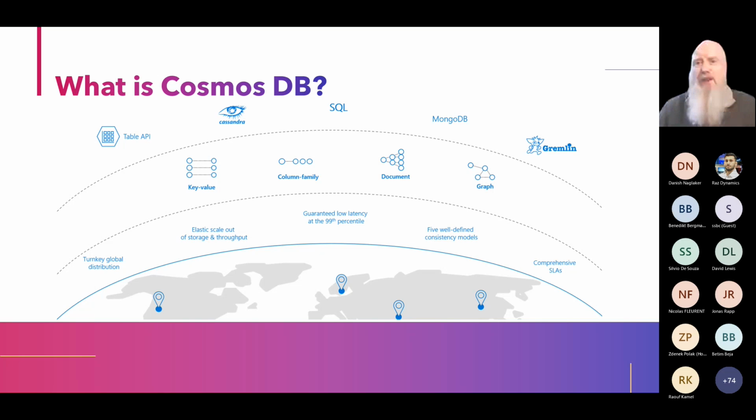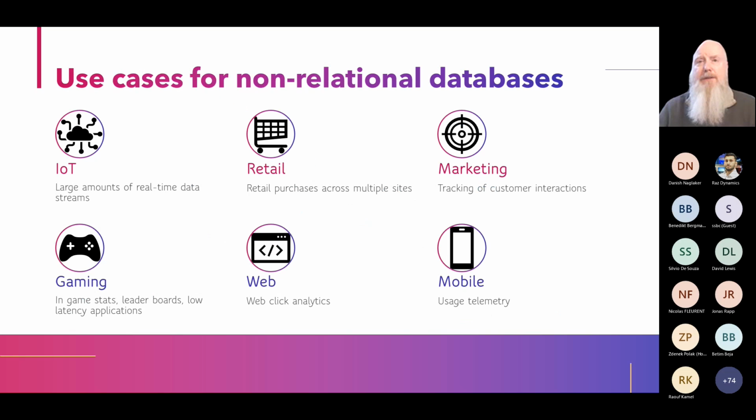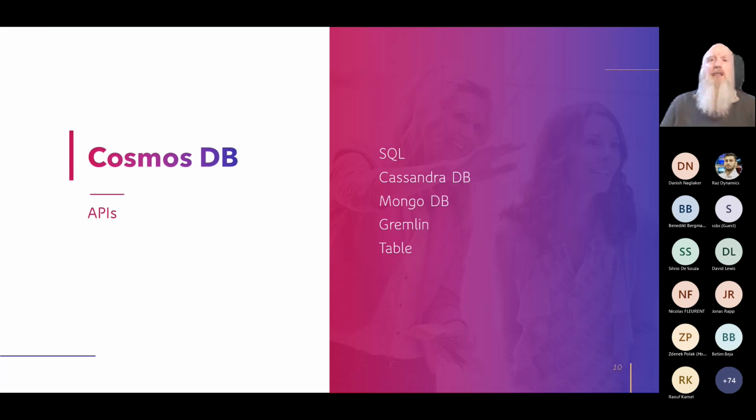And it supports a number of different APIs. Oh, sorry, I zoomed in too far then. It has a number of different APIs. So if you're coming from, say, Cassandra DB or MongoDB or Gremlin, we can migrate into Cosmos DB. So it supports a number of different APIs.